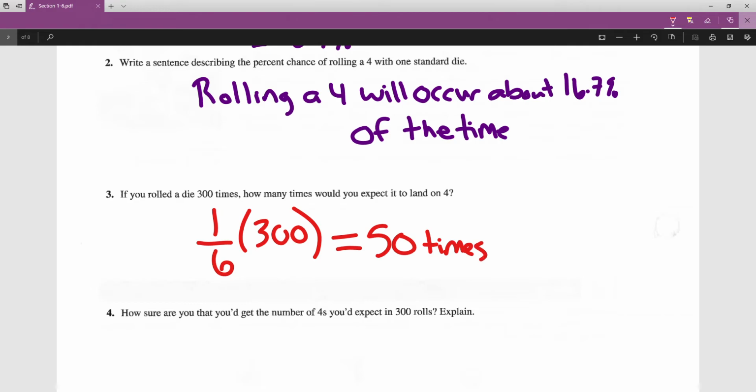Number 4 asks, how sure are you that you'd get the number of 4s you'd expect in 300 rolls? So how sure am I that I'm actually going to get 50 4s when I roll the die 300 times? I'm not very sure at all. The odds of me getting exactly 50 are pretty slim. I may get somewhere near 50, but unlikely that I'll get exactly 50 4s.